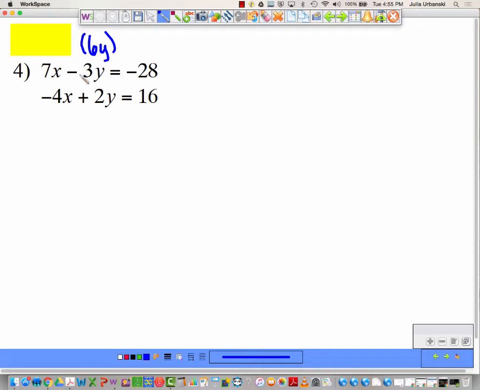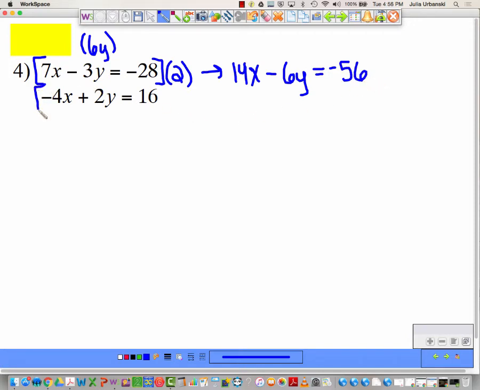Well, in this case, the top is already negative and the bottom is already positive, so we don't have to change the signs. We just have to change the numbers. So to take 3y and turn it into 6y, you have to multiply by 2. So distribute. 7x times 2 turns into 14x. Negative 3y times 2 turns into minus 6y. And negative 28 times 2 turns into negative 56.